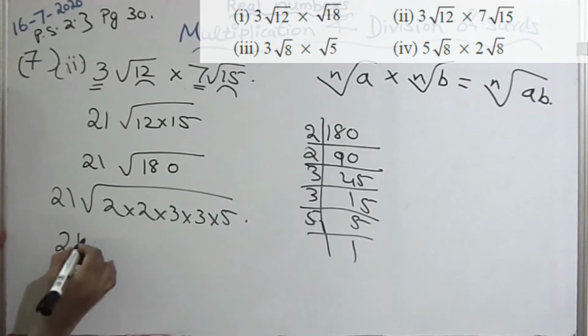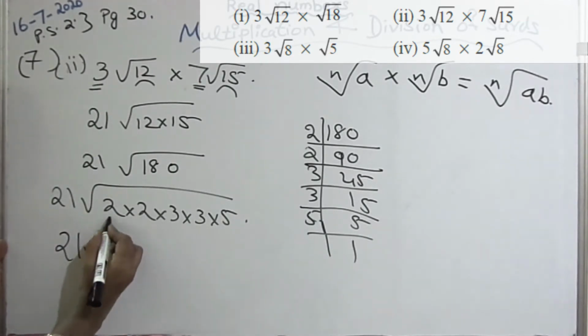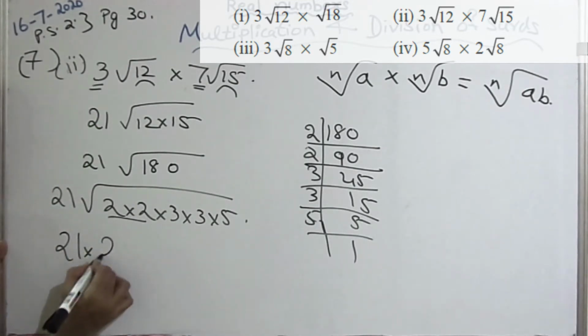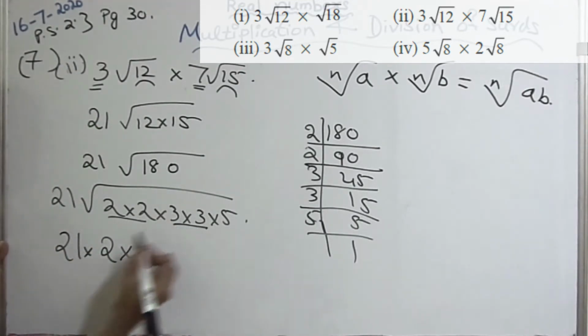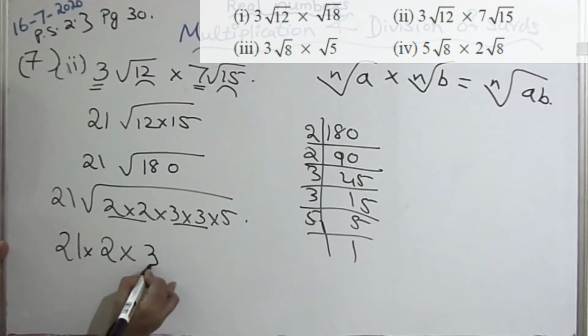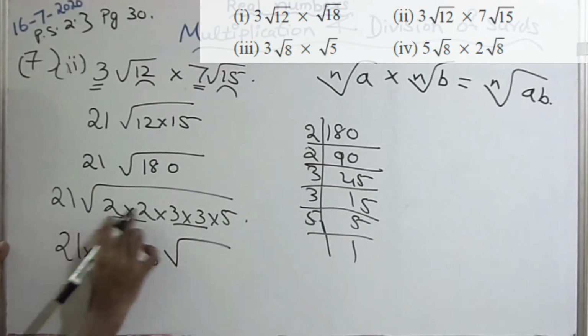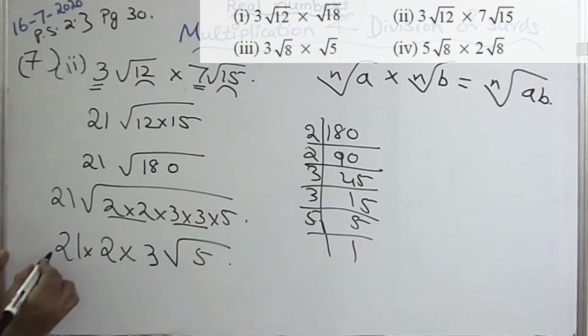Okay, so now let us see what will come out. Order is 2. So one which is repeated 2 times will come out. This 2 is repeated 2 times, so it will come out as 1 2. This 3 is repeated 2 times, so it will come out as 1 3. And what remains inside is 5. So what is your answer?